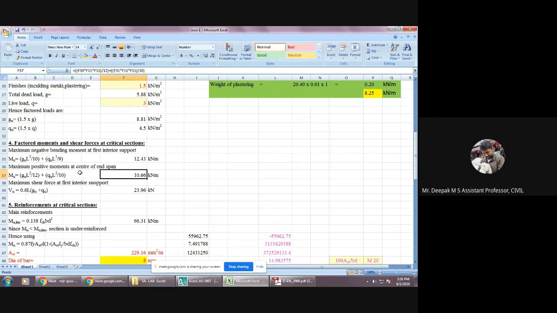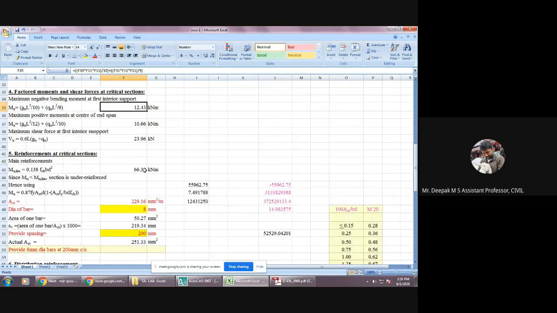So why is it a positive moment at the center span? It is a sagging moment. Why is it a negative moment at the support side? It is a hogging moment, right? In the interior support. So Mu limit is much more than the bending moments. Here the governing factor is negative bending moment at the support, simple supports.